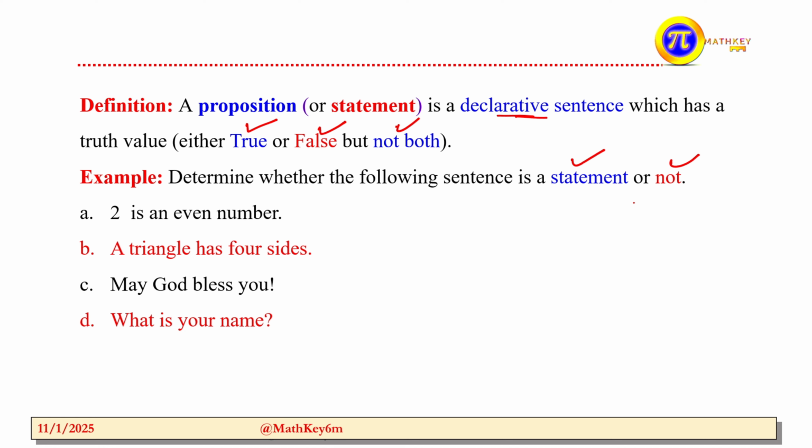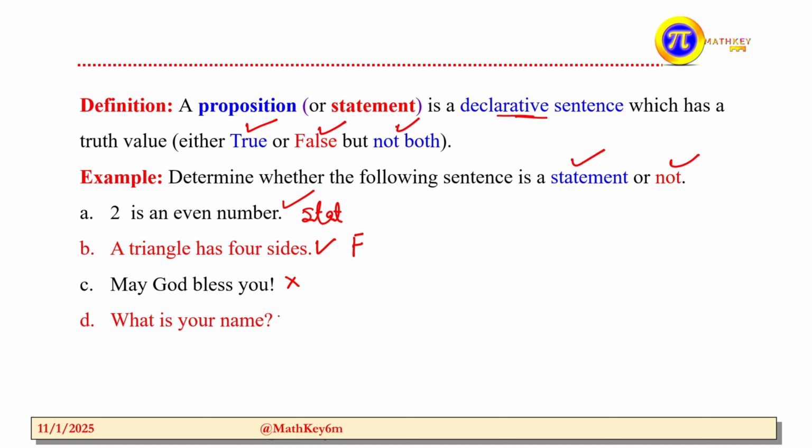Let us see. 2 is an even number. Yes, 2 is an even number, it is divisible by 2. A true statement. Yes, it is a statement. A triangle has 4 sides. A triangle has 3 sides, so it has 4 sides is a statement, but a false statement. May God bless you. We can't say this is true or false, so it is not a statement.